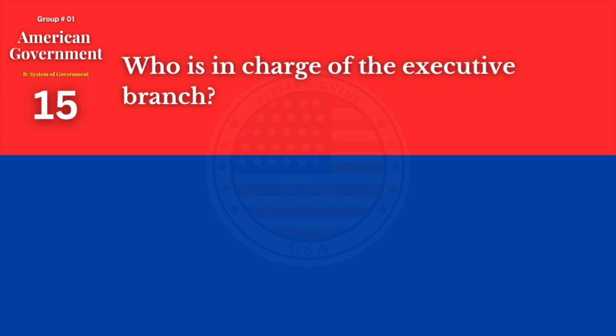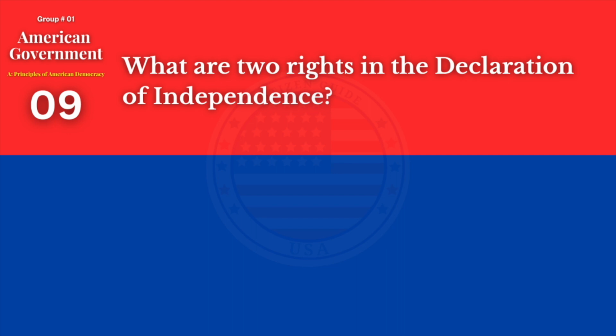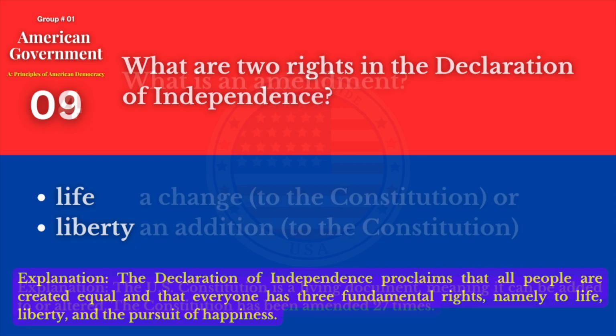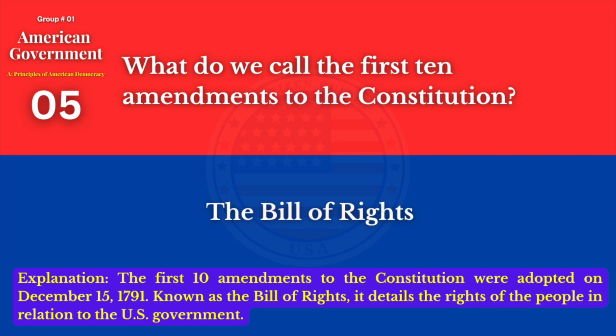Who is in charge of the executive branch? The President. What are 2 rights in the Declaration of Independence? Life, liberty. What do we call the first 10 amendments to the Constitution? The Bill of Rights.